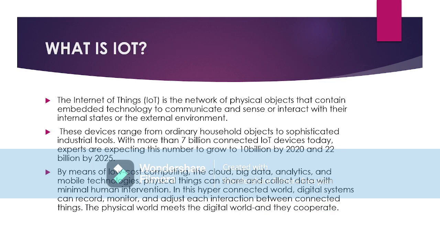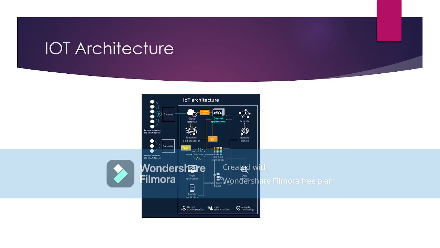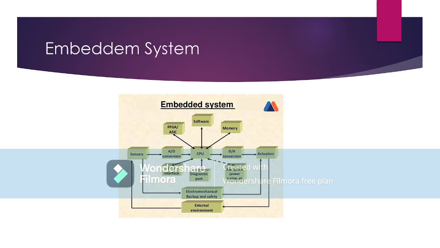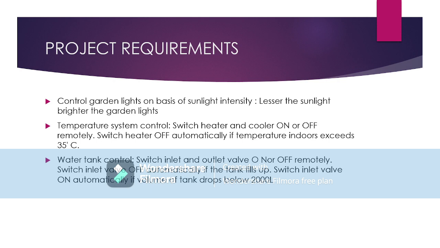What is IoT? IoT is the network of physical objects that contain embedded technology to communicate and sense or interact with their internal states or the external environment. This is the IoT architecture. What is an embedded system? An embedded system is a combination of hardware and software which is intended to do a specific task. This is the embedded system architecture.